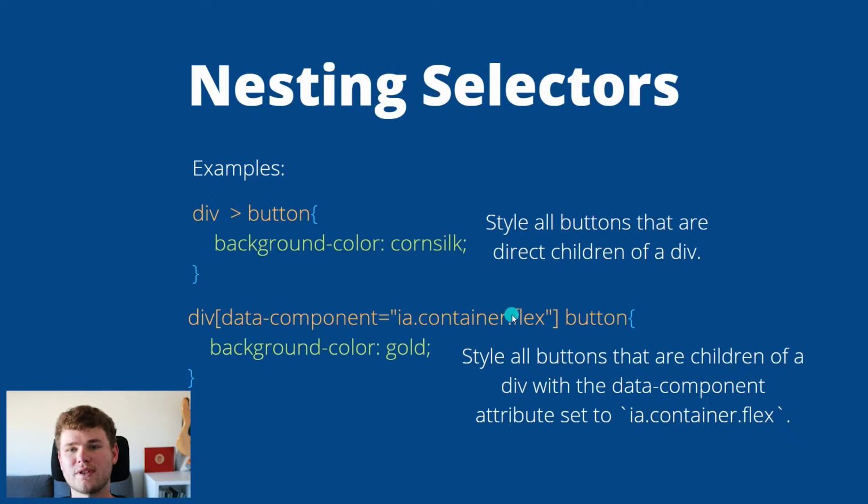So I'm just showing you different examples, or you'll see this sort of notation, selecting by attributes. A lot of perspective components, the underlying HTML element is a div. For example, the flex container. And here you can see we're selecting by the HTML attribute data component. And then we're selecting buttons that are children, or descendants of divs that have an attribute of ia.container.flex. So there are many different selector types.